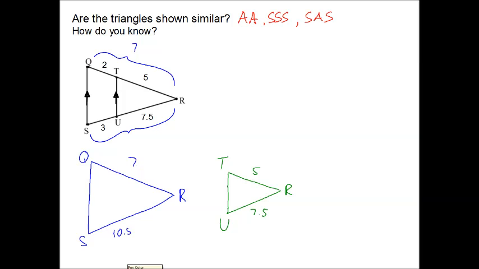Looking at the two upper sides, we have 7/5. That doesn't reduce any further. And at the two lower sides, 10.5 divided by 7.5. Now that may be able to be reduced. Let's use our calculator to find this out.